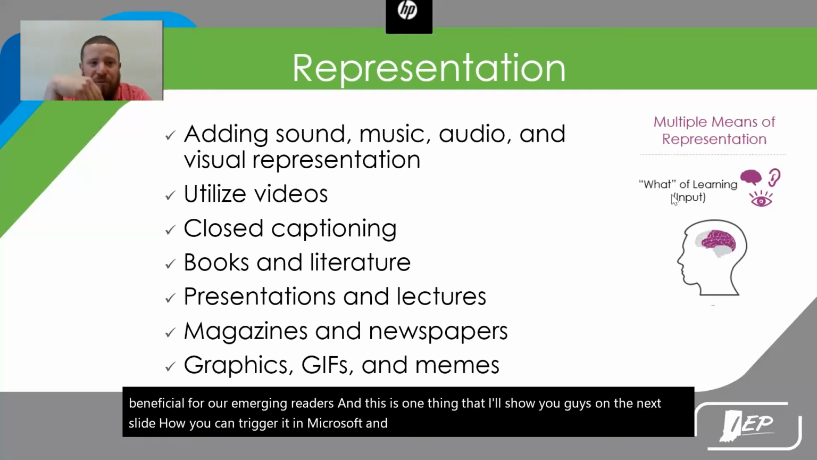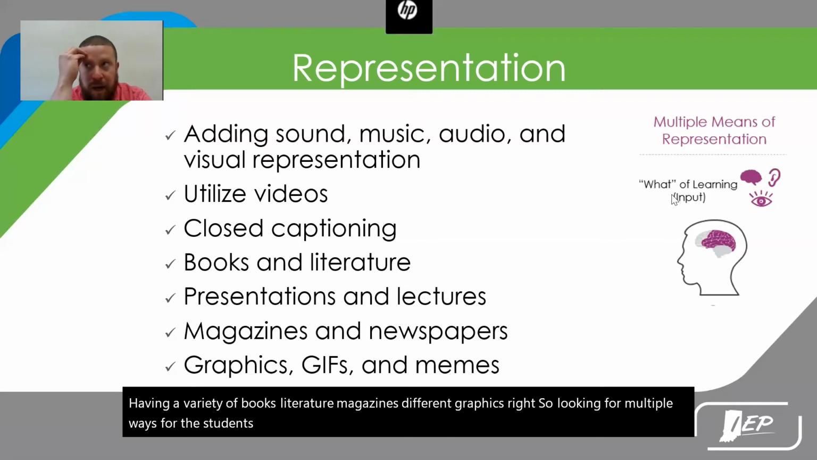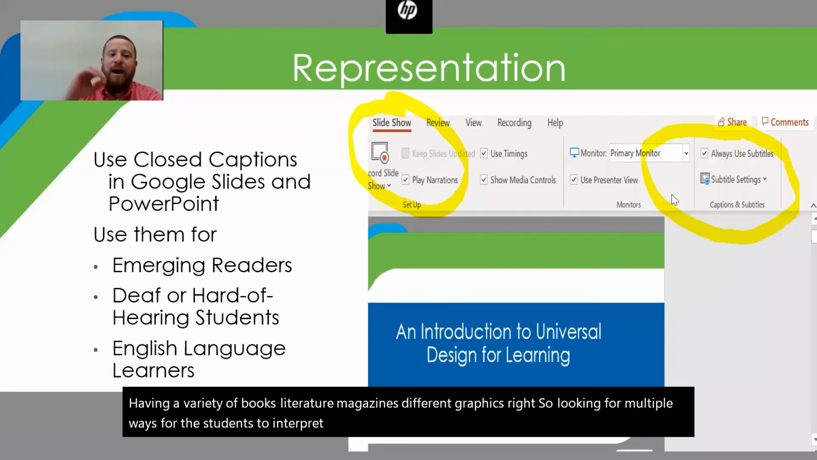So having a variety of books, literature, magazines, different graphics, right? So looking for multiple ways for the students to interpret and to comprehend the content. Now, looking at closed captioning here, all right?